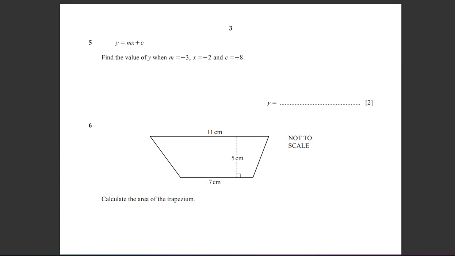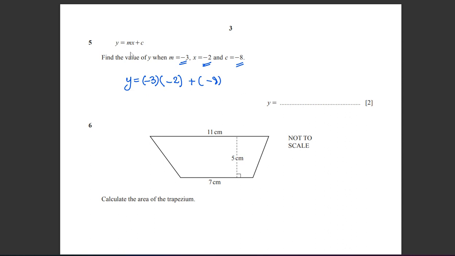Question number 5. y equals mx plus c. Find the value of y when m equals negative 3 and x equals negative 2 and c equals negative 8. All I have to do is to substitute these values in the given equation. y equals, instead of m, I will put negative 3. Instead of x, I will put negative 2. Plus, instead of c, I will put negative 8.